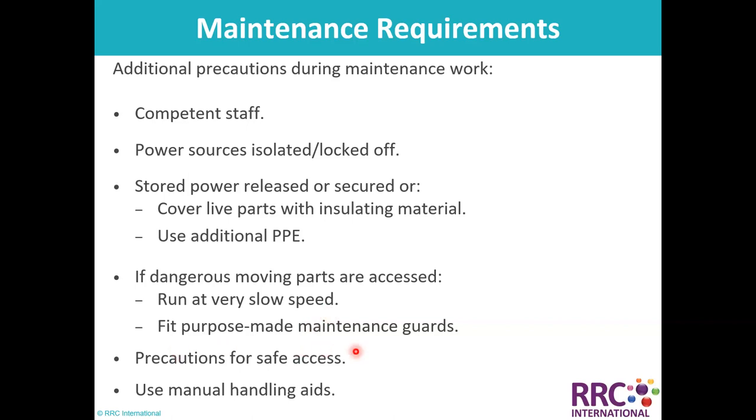Next, fit-for-purpose, purpose-made maintenance guards are required, so that if we have some moving parts of the machine, we can protect ourselves from those moving parts by putting those smaller components over there. Next is precaution for safe access. We must have precautions for safe access, we can have a login, logout register over there, so that for everyone who is getting inside and getting outside, we have login and logout for all the people. So a record would be maintained over there, just like at the opening of the confined space. The next is use manual handling aids. We must have manual handling aids so that we can move the heavy parts of the machine from one point to another point. Like, we should have hoists, and usually we have them.